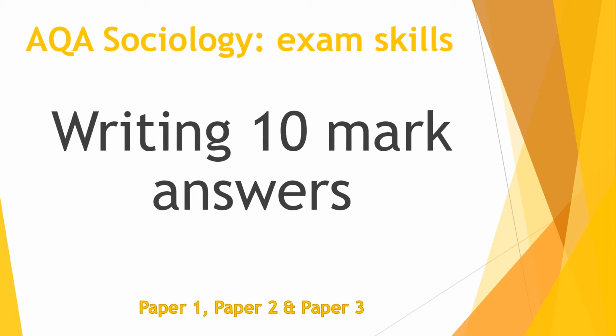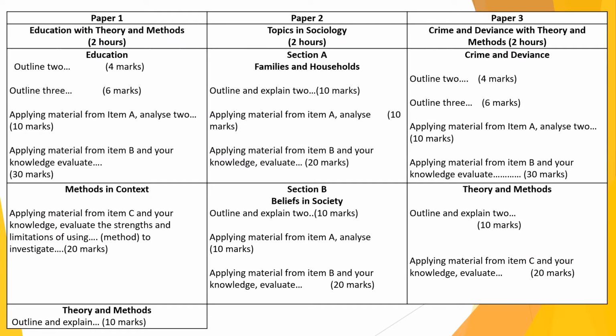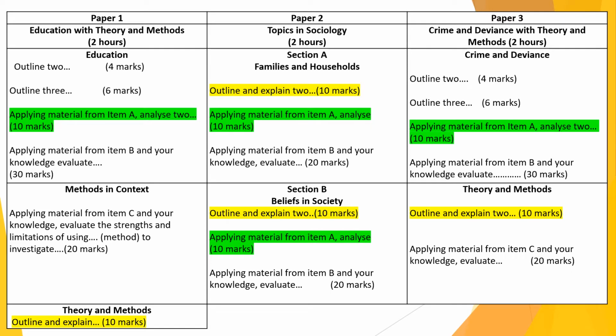Welcome. What I'm going to be doing today is just outlining 10 mark answers for the AQA Sociology exams, particularly the 10 markers that will appear on paper 1, 2 and 3. As I mentioned, 10 markers appear across all papers. As you can see here, these will be the 10 markers you appear. In yellow I've identified the outline and explain 10 marker, and in green I've highlighted the analysis 10 markers.